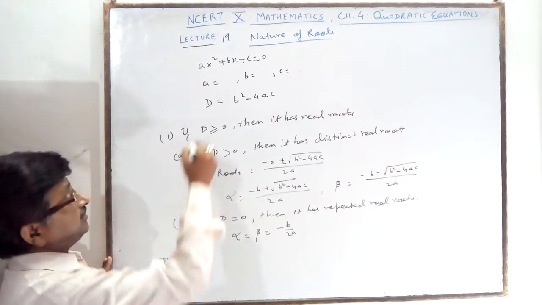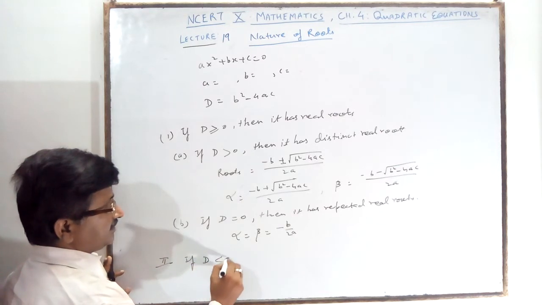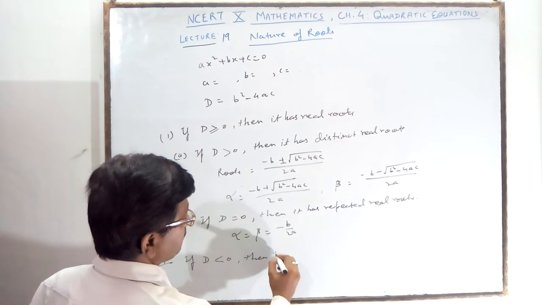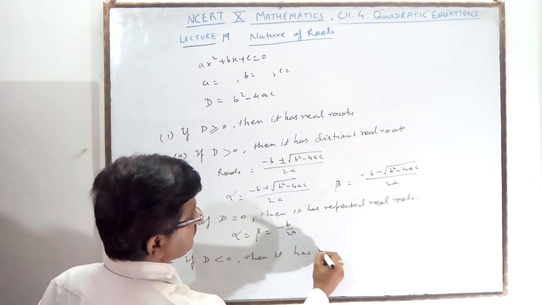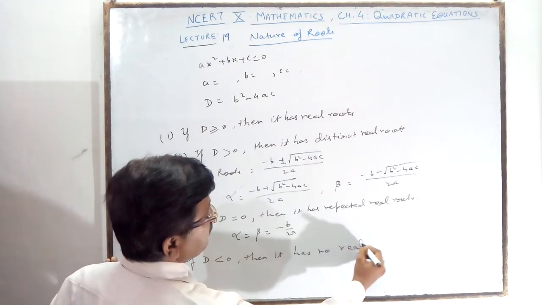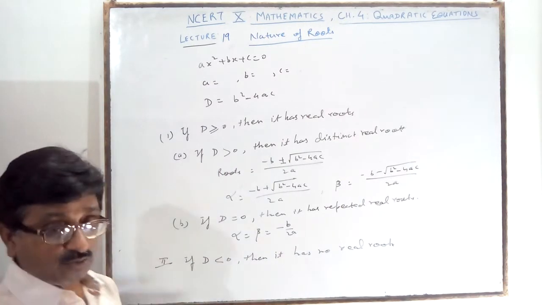Third option, what is this? Both you are not getting. So if d is less than 0, meaning negative, then it has no real roots. This you will get: it has no real roots.